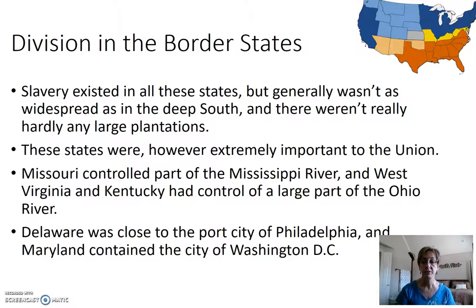So those states were very important to Lincoln, and he did everything he could to keep them happy and keep them solidified with the Union, because there was no reason that they could not have dropped away just like the rest of the southern states that were slave-owning states. Delaware was important because it was close to the port city of Philadelphia, and Washington, D.C. was, of course, inside the state of Maryland, so it was extremely important that that state stayed.